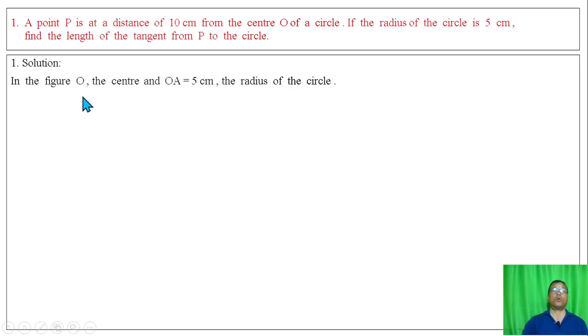In the figure, O is the center and OA is 5 cm, the radius of the circle.